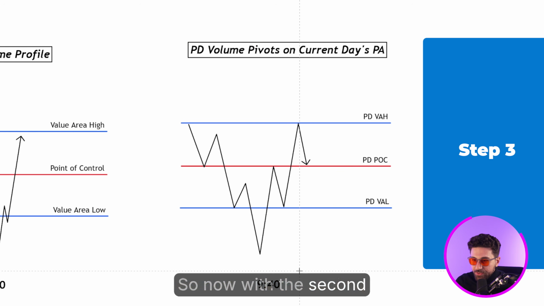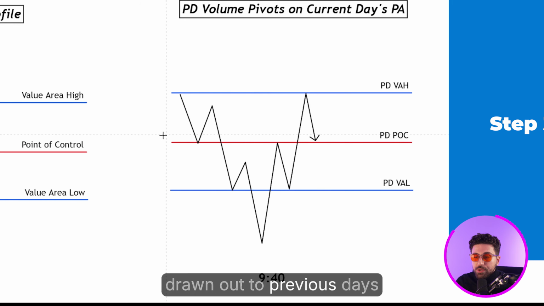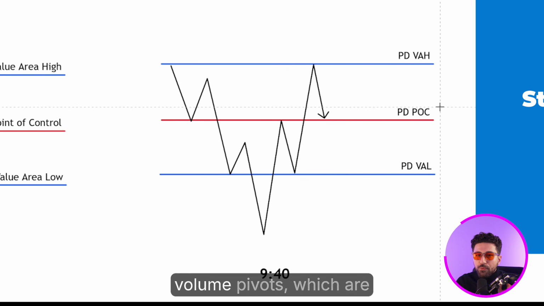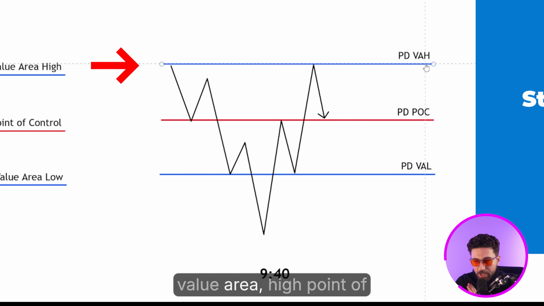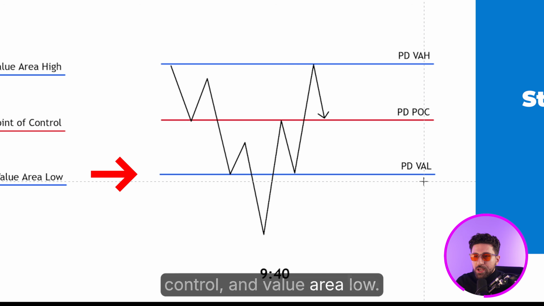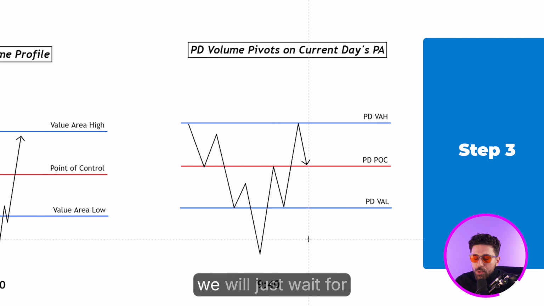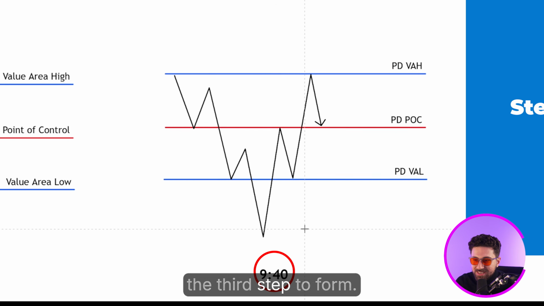So now with the second step, we have already drawn out the previous day's volume profile and the volume pivots, which are value area high, point of control, and value area low. And with this step, we will just wait for the third step to form.